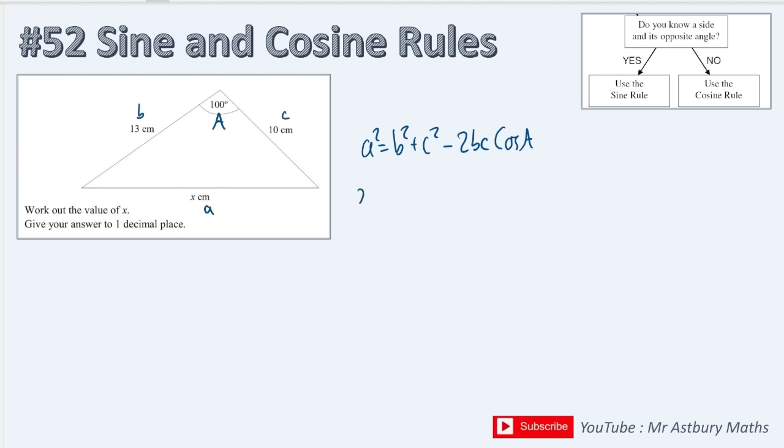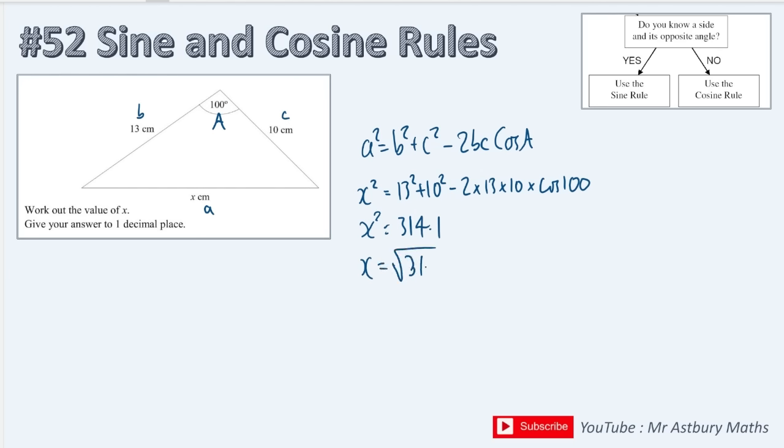So subbing in, a squared is, in this case, x squared. b squared is going to be 13 squared plus 10 squared minus 2 times 13 times 10 times by cosine of 100. This gives me 314.1. So then I need to square root that to get my distance. And I get 17.7.